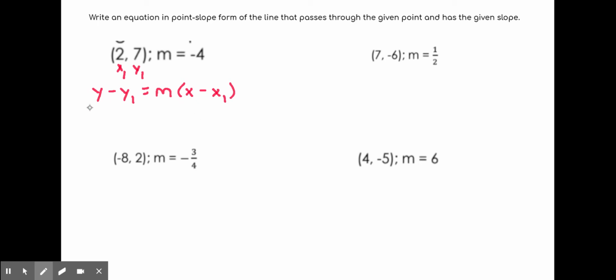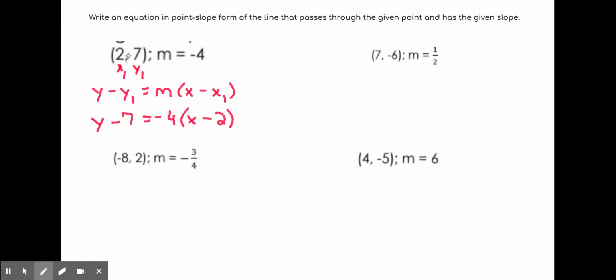Now, this x and this y, those are just the generic x and y of any point on the line, so you just copy it. And then you say minus, and you plug in y1, which is 7, equals the slope, here it's -4, times x, that's the generic x, so you just copy it, minus x1, which is 2. So y minus 7 equals -4 times the quantity x minus 2. And guess what? You're done. That is point-slope form of this line.